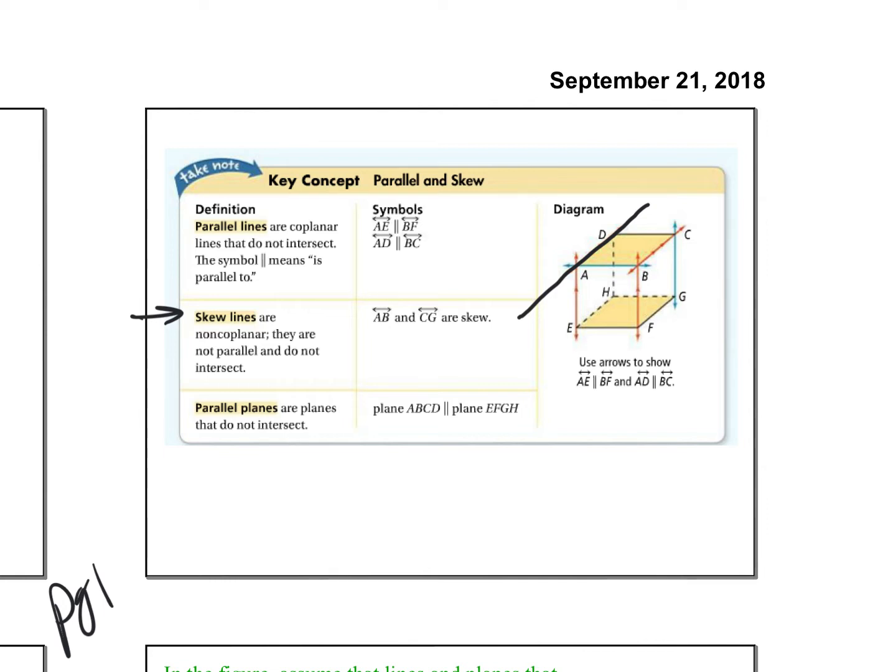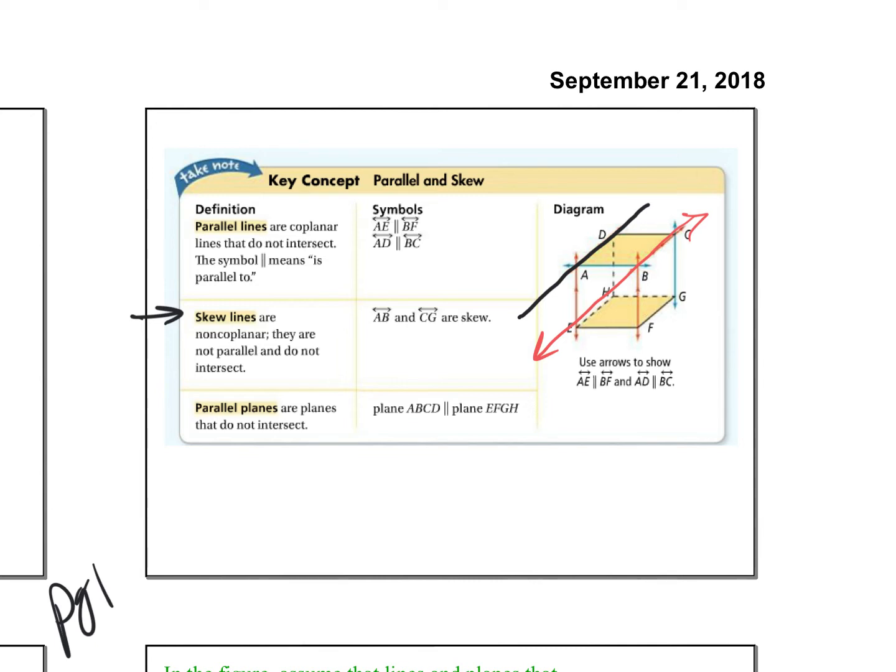What about, you said CG? That works. BF works. What about HC? And I know that that goes through. Would that be skew? Actually, from this perspective, they look parallel. But if you made this 3D, would they be skew? It would. So that is unique. That's what skew is. Parallel planes, let's look at that.